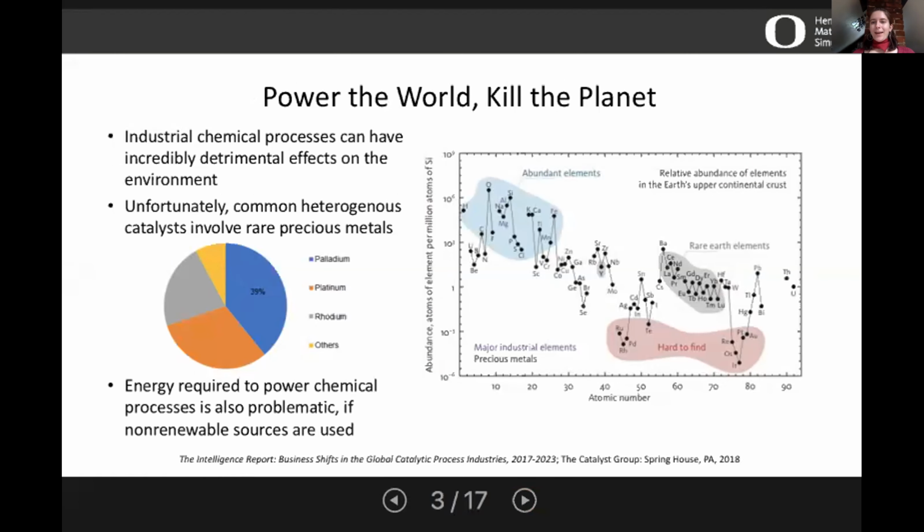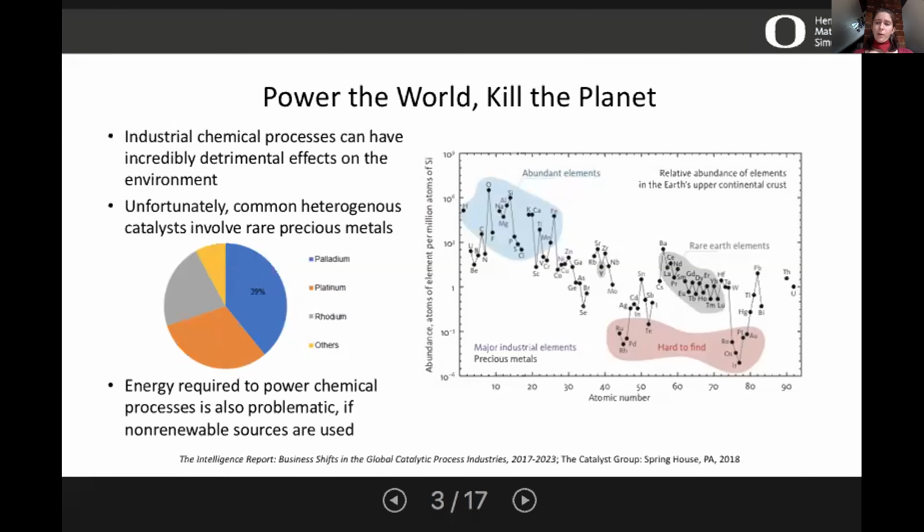And so as we're all aware, our current industrial processes are having an incredibly detrimental effect on our environment. And because catalysis is so important in industry, the catalysts used have a major impact on the environment. And unfortunately, common heterogeneous catalysts involve rare precious metals, the mining of which can have incredibly harmful effects. You can see on the left here how the vast majority of catalysts are composed of palladium, platinum, and rhodium, which, as we can see on the right here, are non-earth abundant precious metals.